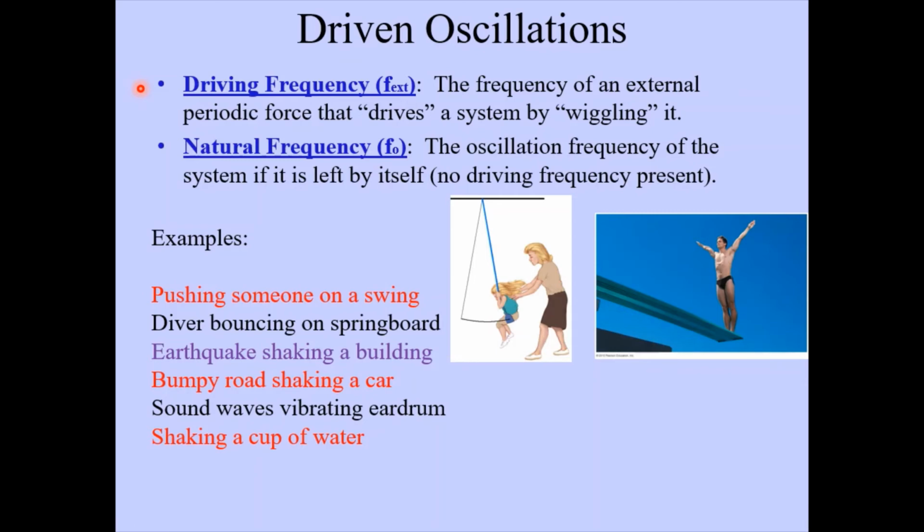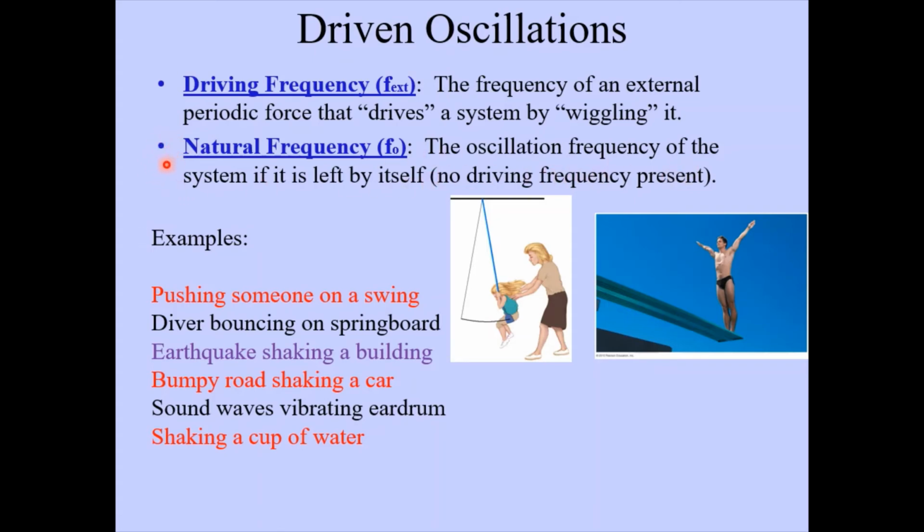So there are two frequencies that are important to keep in mind here. There is the driving frequency, which we'll call f external. That's the frequency of an external periodic force that drives a system by wiggling it, basically. But the system has its own natural frequency, f naught, or f sub 0. This is the oscillation frequency of the system if it is left by itself with no driving frequency present.